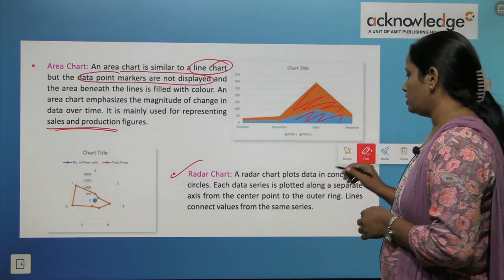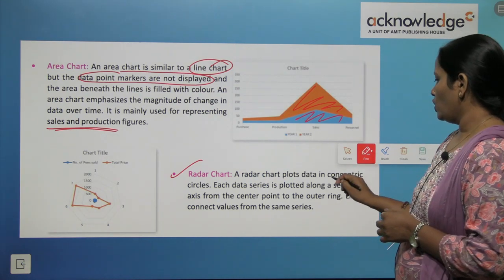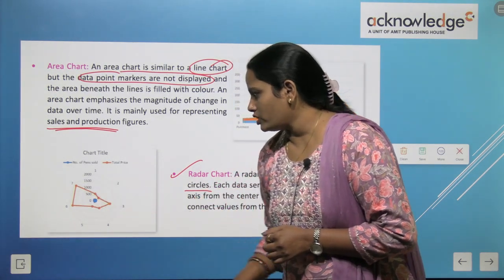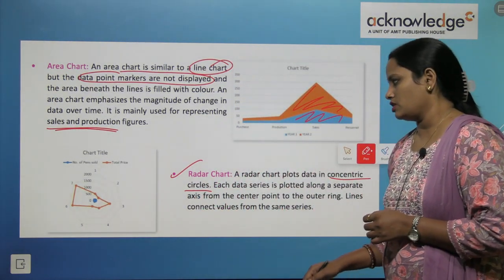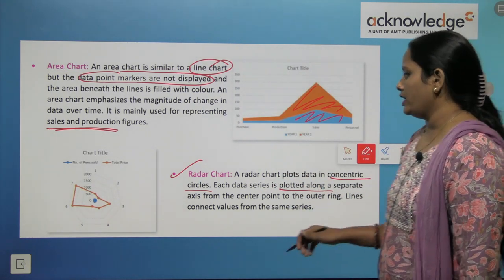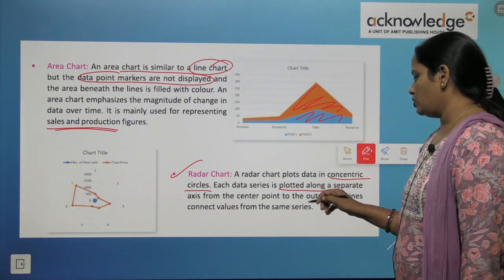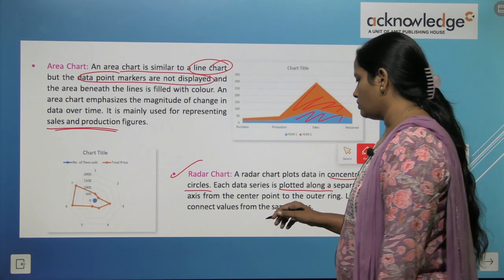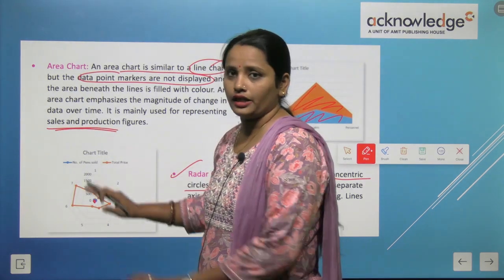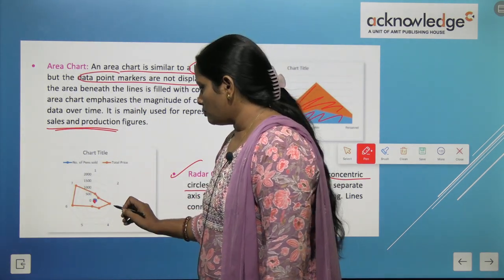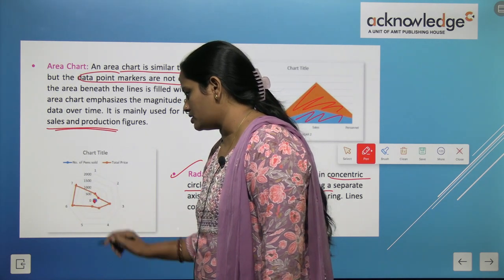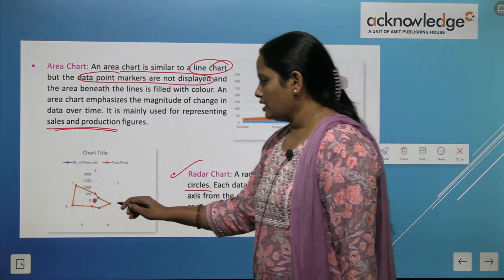A radar chart plots data in concentric circles. So, here we can see all these points are joined together to make a concentric circle. Each data series is plotted along a separate axis from the center point to the outer ring. Lines connected values from the same series. So, this is a center point and center point से ये बाहर की तरफ data जाता है. So, some data is coming here and this is the loss, this is the gain, this is the gain, again here is the gain, loss and again gain and gain.